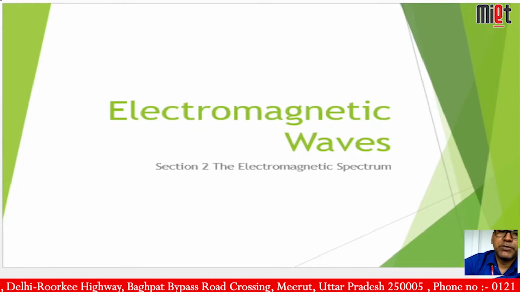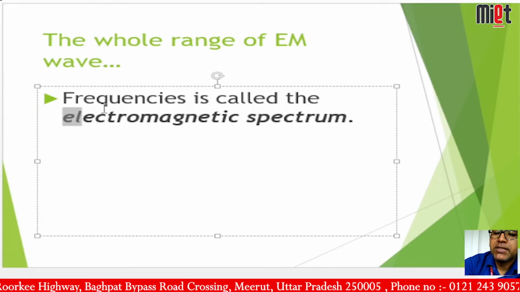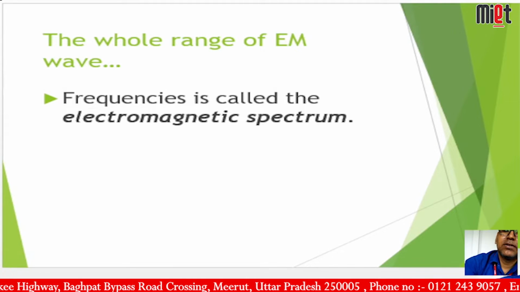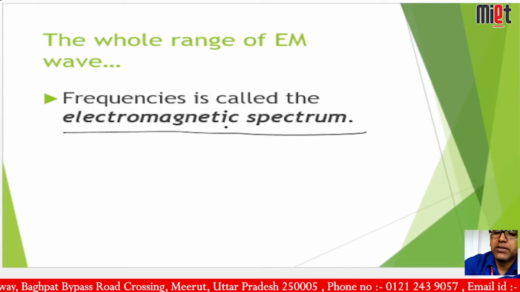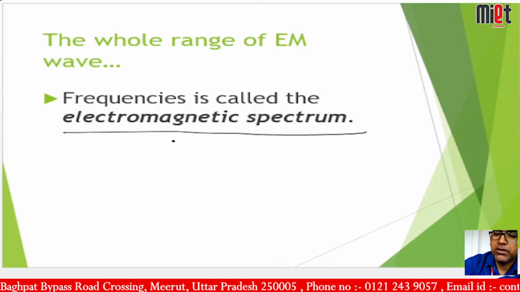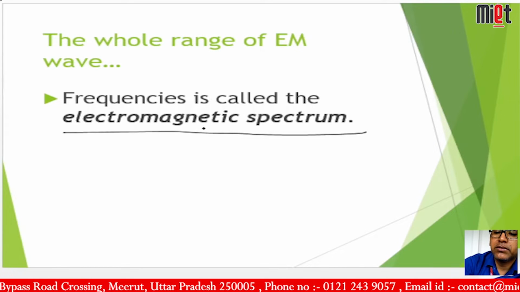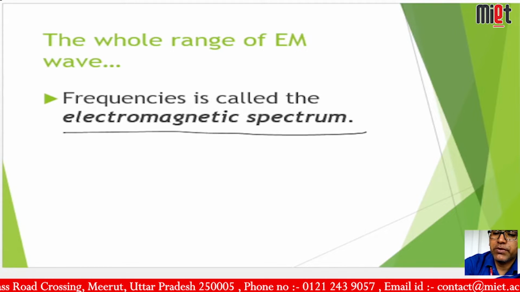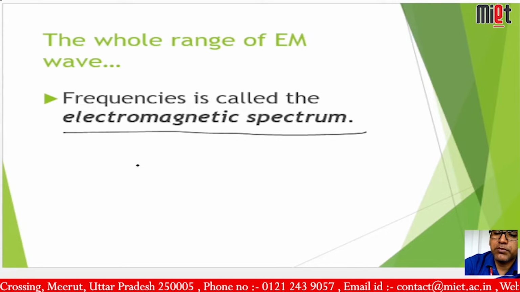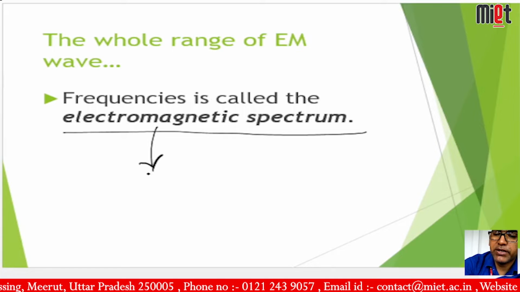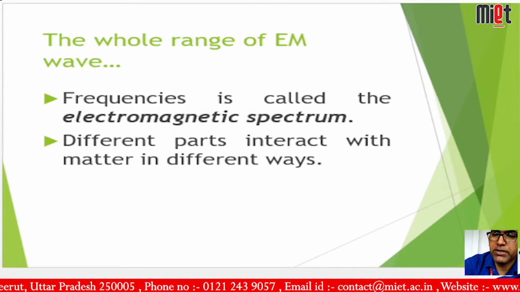Now, the electromagnetic spectrum. The range of frequencies over which you are using electromagnetic waves is called the electromagnetic spectrum, and different parts of the spectrum are used for different applications. Electromagnetic spectrum means the range of frequencies used for a particular application.